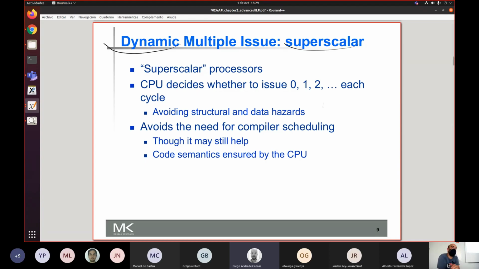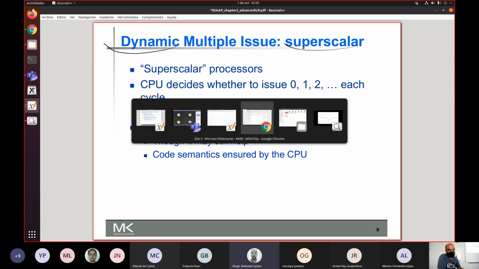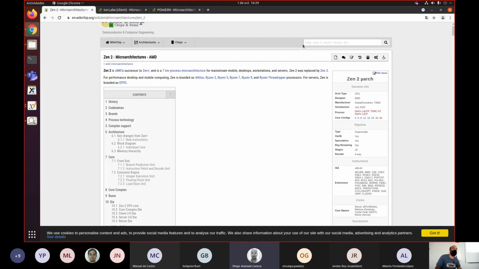After this first half of the class, I put several links in the chat of the meeting. And these 3 links are modern architectures. This is the Zen2. This is one of the most modern architectures from AMD. That is one of the most important chip manufacturers, okay? And you can see that this is a superscalar, okay? So this is what is being implemented right now.